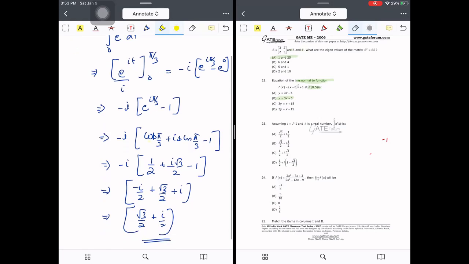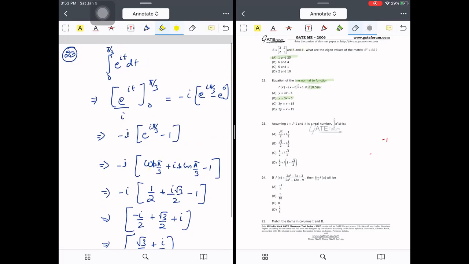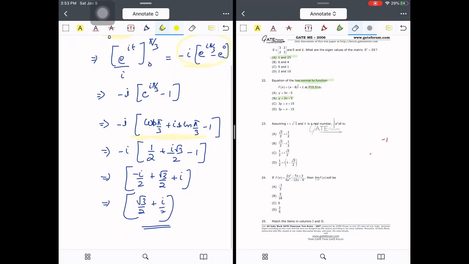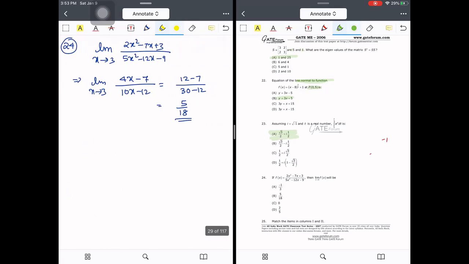But anyways, what I will be doing is I will first expand it using the Euler formula. That means e to the power of i pi by 3 can be written as cos pi by 3 plus i sin pi by 3 minus 1. So what I did is initially I integrated it, and whatever solution I got, I expanded it with the Euler formula. Once I got it, I got the answer as root 3 by 2 plus i by 2.